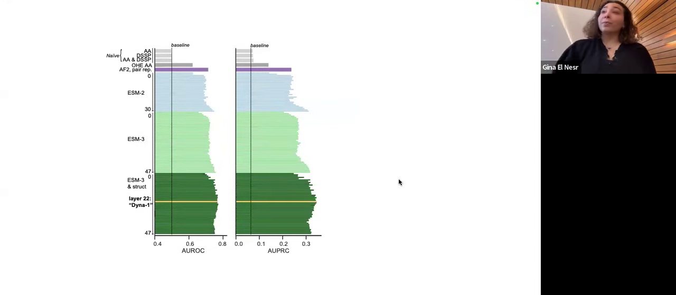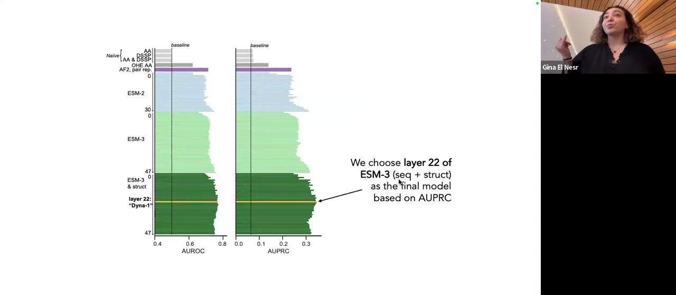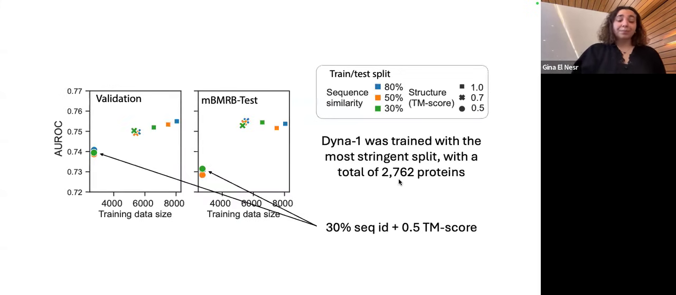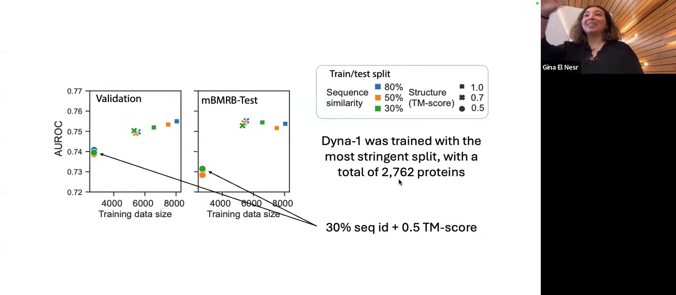And so the best performance that we got was out of layer 22 from ESM3, which had a sequence and structural representation in the final model. This is based on AUPRC, which I'm happy to discuss after, why we chose AUPRC and not AUROC. I said never train with 80% and then publish that.